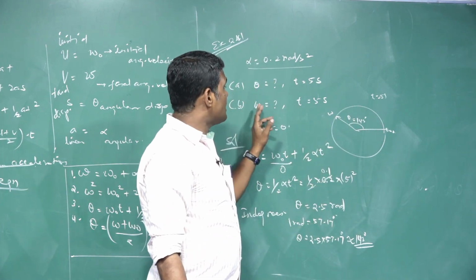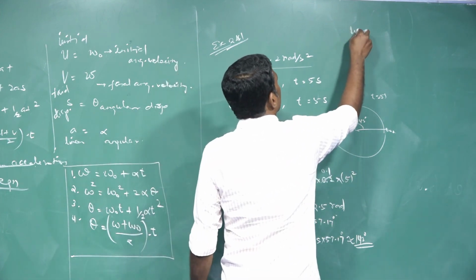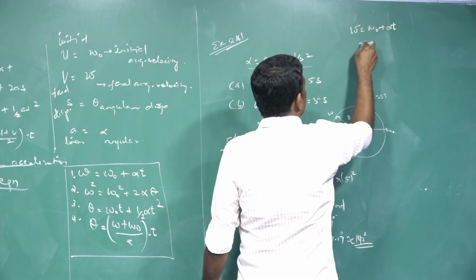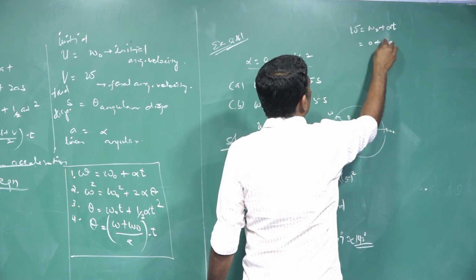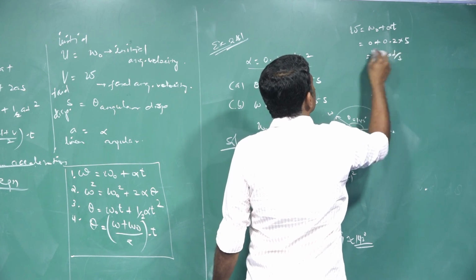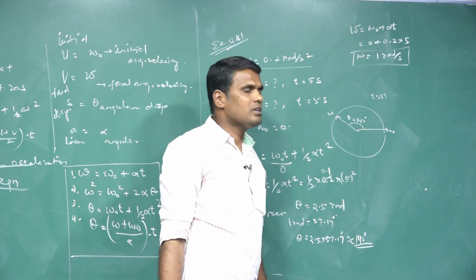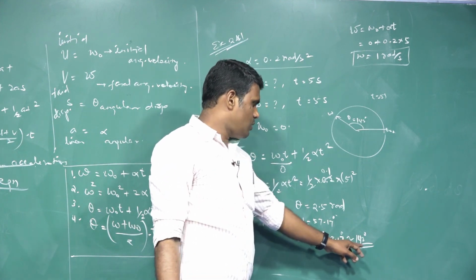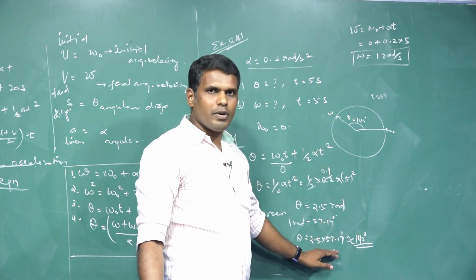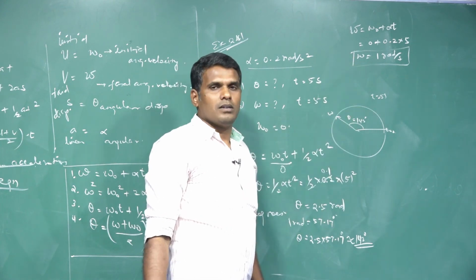What is the angular velocity possessed by the same object when time t equals 5 seconds? We can simply write omega is equal to omega naught plus alpha t. We can write omega naught is 0, alpha is 0.2, and the time is given 5 seconds. So it is 1 radian per second. Omega is 1 radian per second. Angular velocity is 1 radian per second. And angular displacement is 143 degree. So this one is there. Up to this, the problem is given in your textbook. Angular velocity is not there. You just follow it.